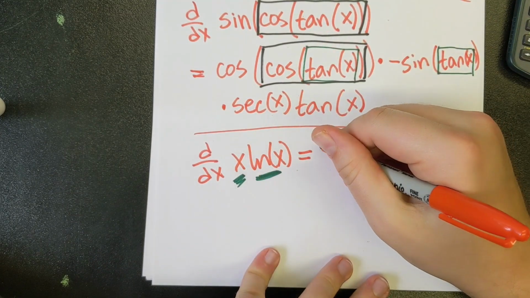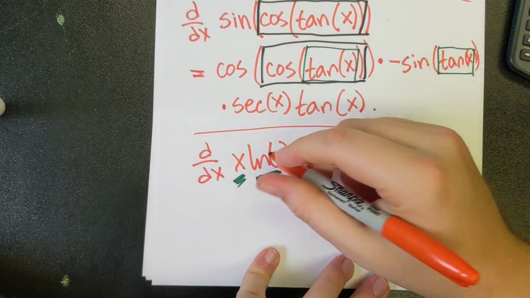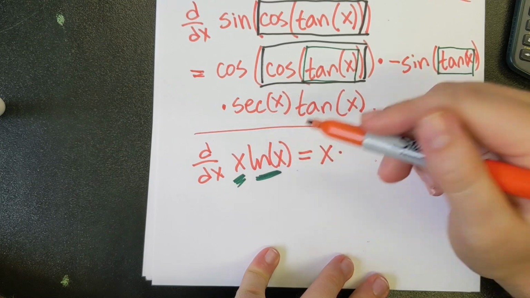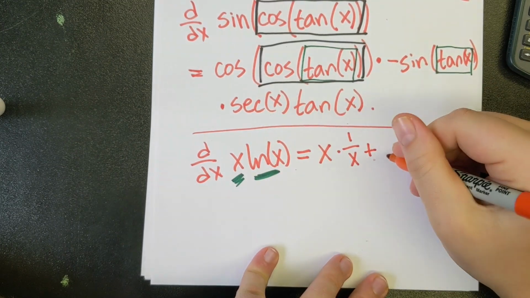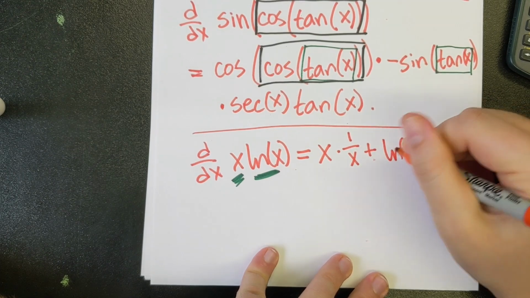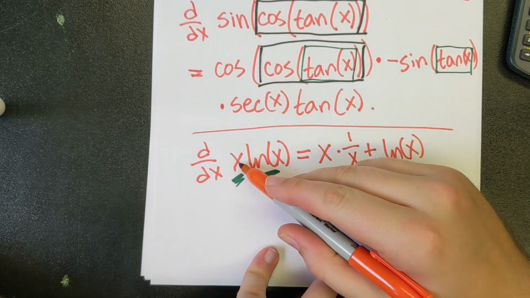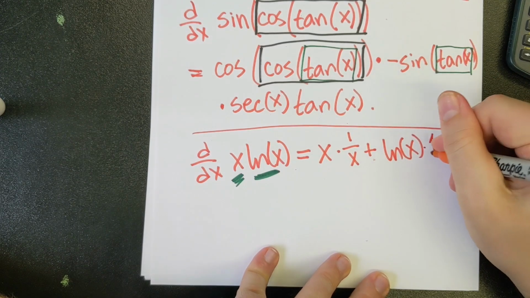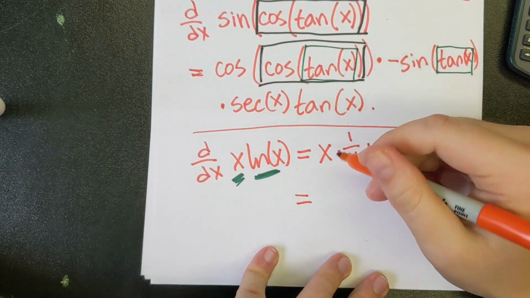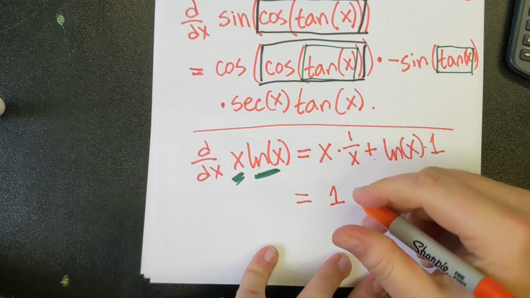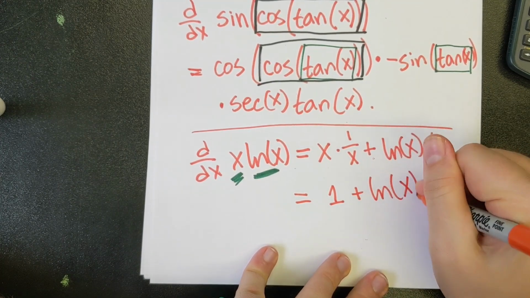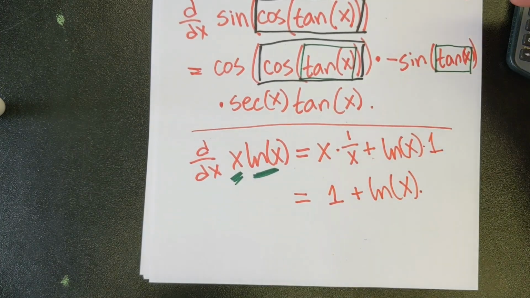So we say, keep the first one the same, hold the first, times the derivative of the second. Derivative of natural log of x is 1 over x. Plus, hold the second, ln of x, derive the first, derivative of x is 1. And simplify this, x divided by x is 1, plus ln times 1 is just ln, natural log of x.